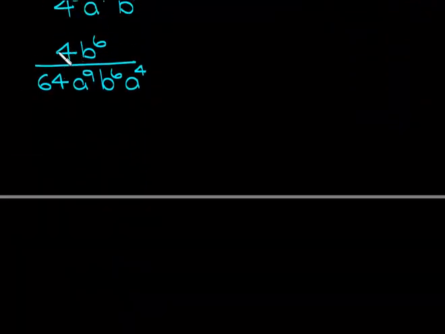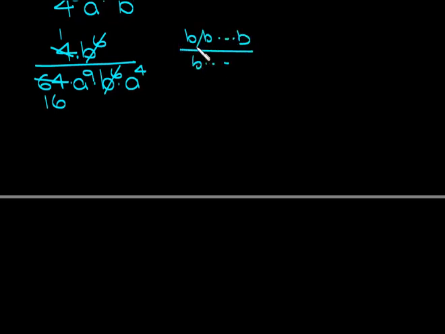Well, 4 and the 64 cancel because 4 goes into 64 16 times. That's good. B to the 6 cancels with B to the 6. We can always cancel in math if you have multiplication, which is what we have here. If you think about it, I have 6 b's on the top because b to the 6 means what? You have 6 b's on the top and you have 6 b's on the bottom, so you can just cancel those.